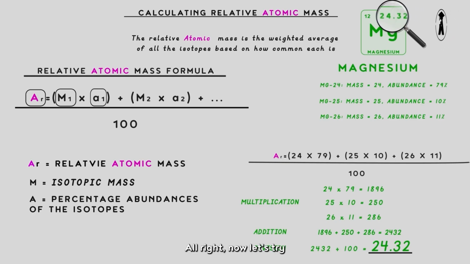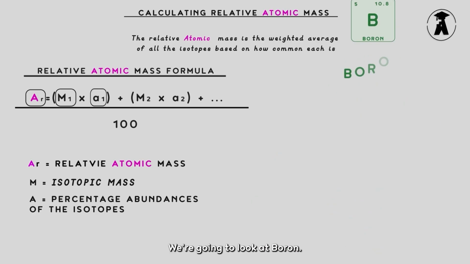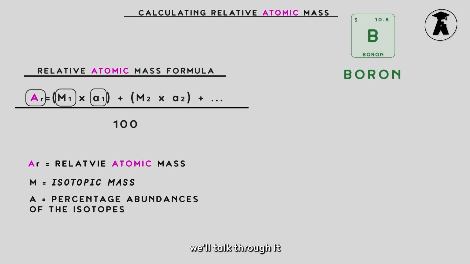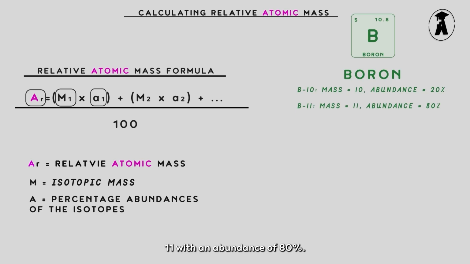All right, now let's try one together. We're going to look at boron. We'll go step by step to work out its relative atomic mass, just like we did with chlorine. Don't worry if it seems tricky at first. We'll talk through it together. Boron has two isotopes, boron-10 with an abundance of 20% and boron-11 with an abundance of 80%. Pause and try.